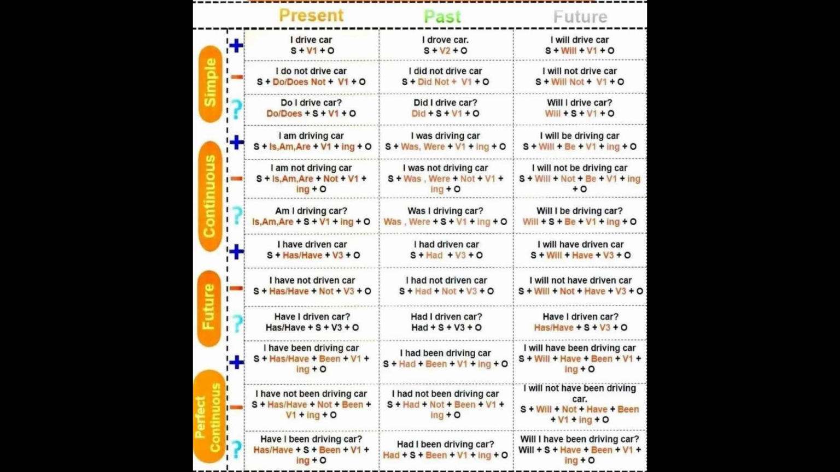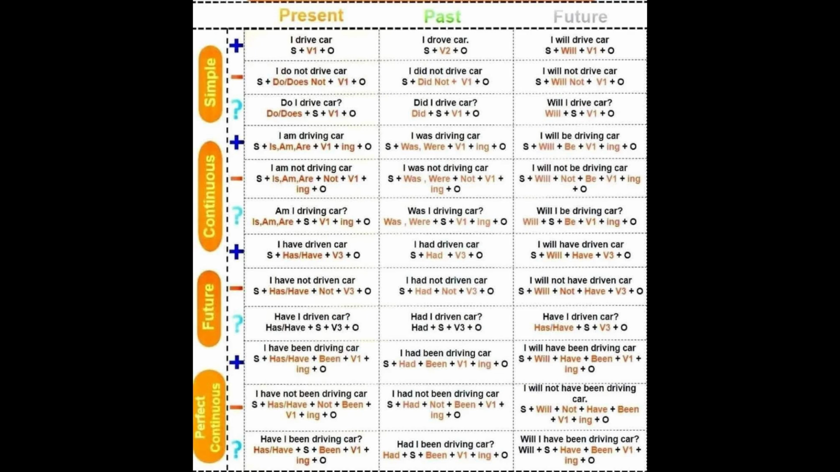Section 3. Perfect tenses. Next up are the perfect tenses, which highlight completed actions. In the present perfect, we use has/have plus verb 3. Example, I have driven a car. For negatives, I have not driven a car. And for questions, have I driven a car?